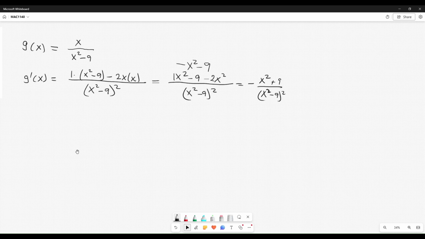Then you try to investigate when this is 0. Impossible. No critical points. Therefore, no max, no min. No local extrema.